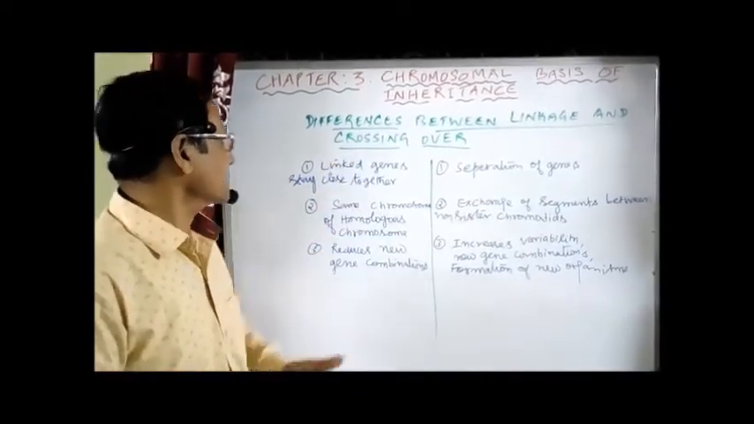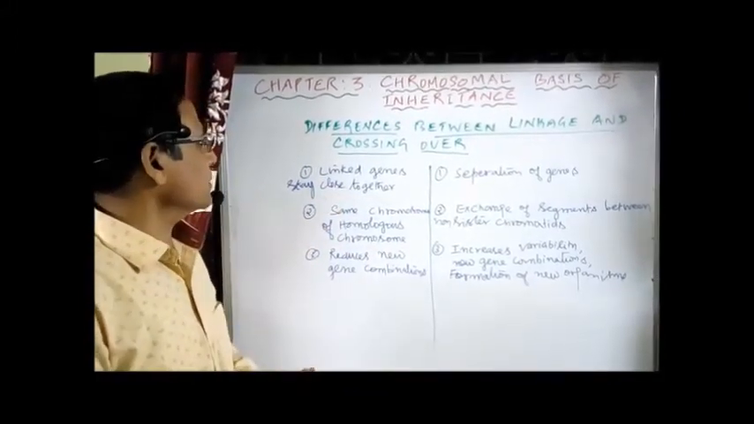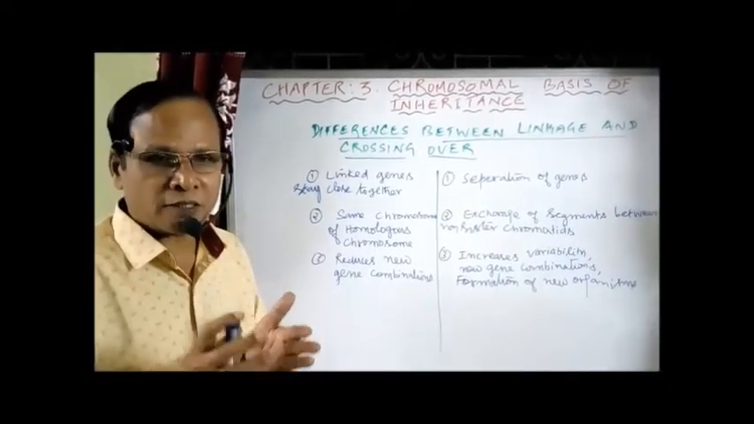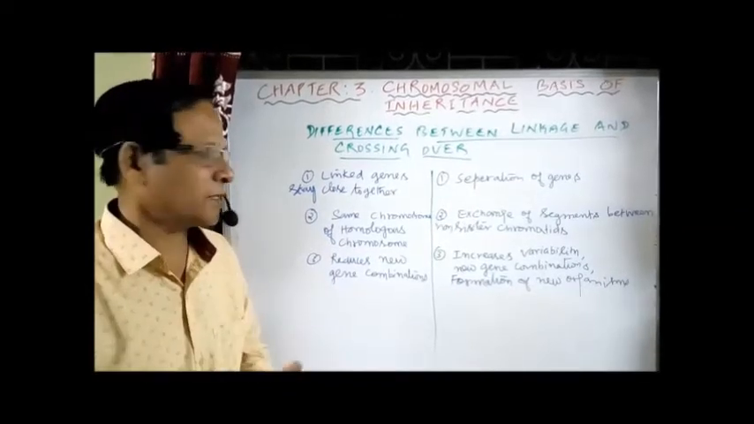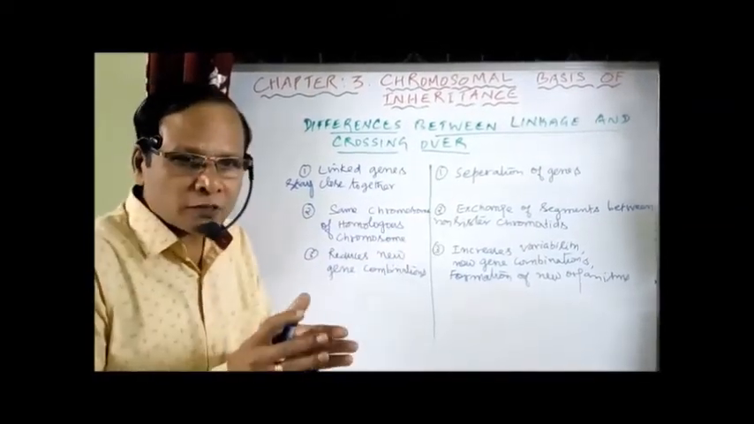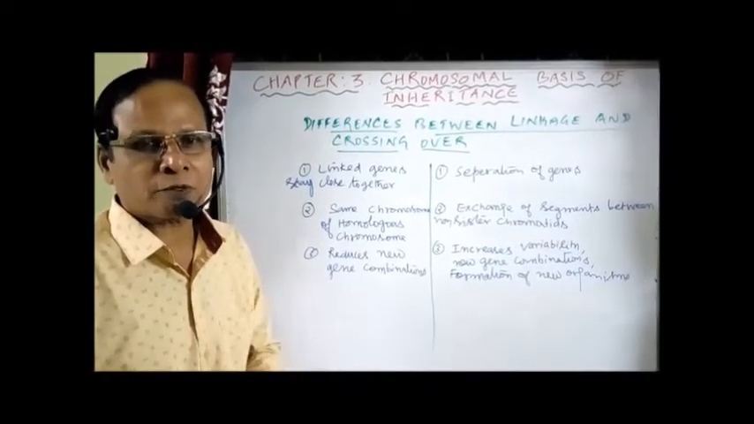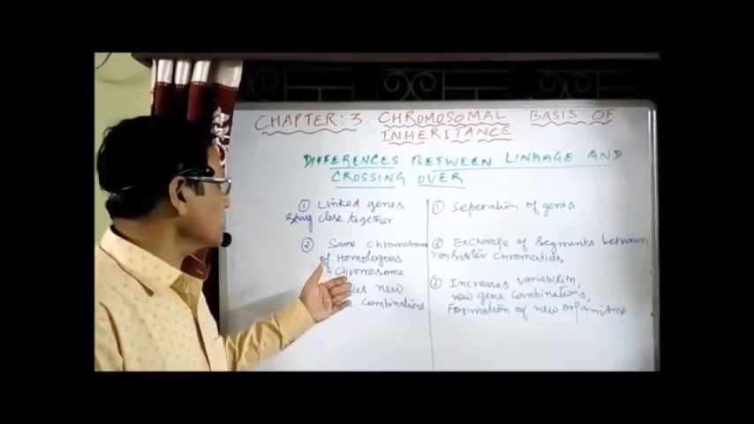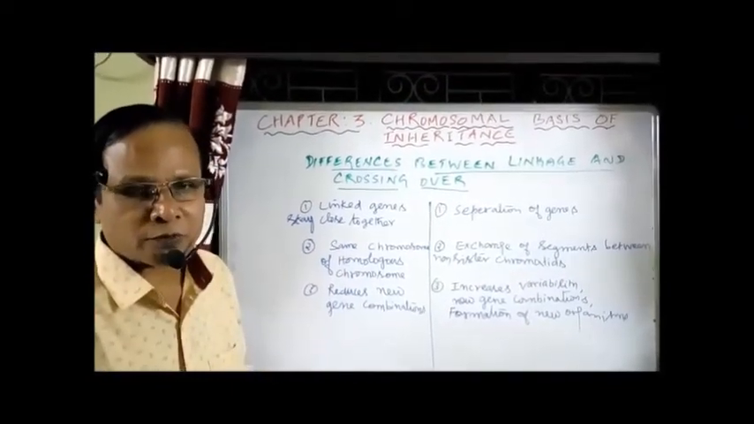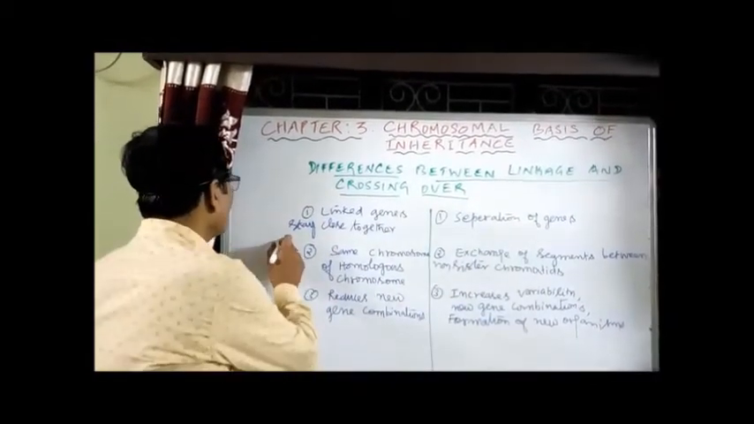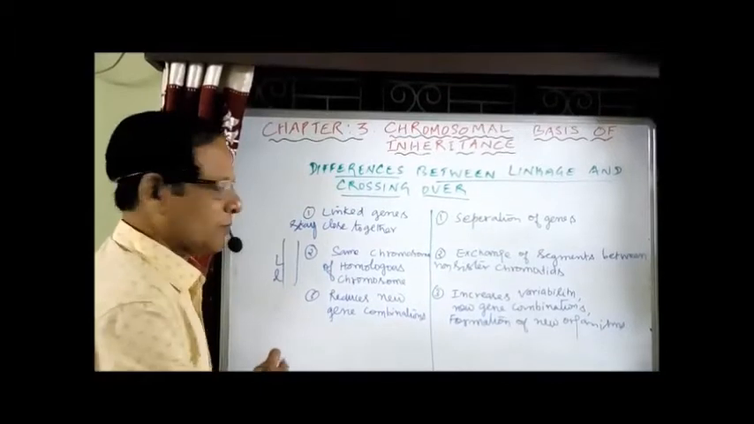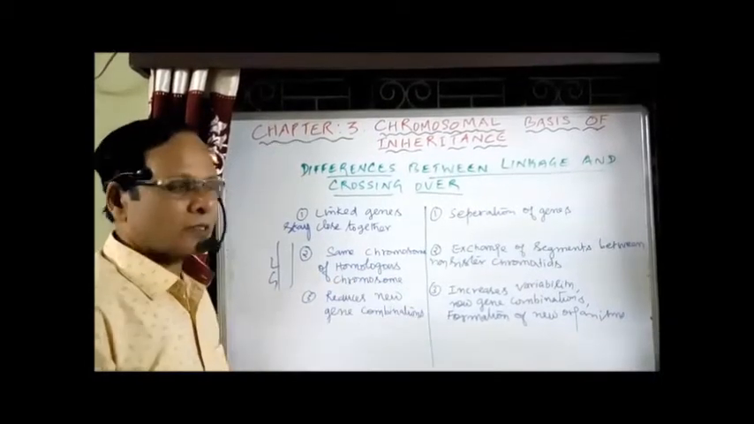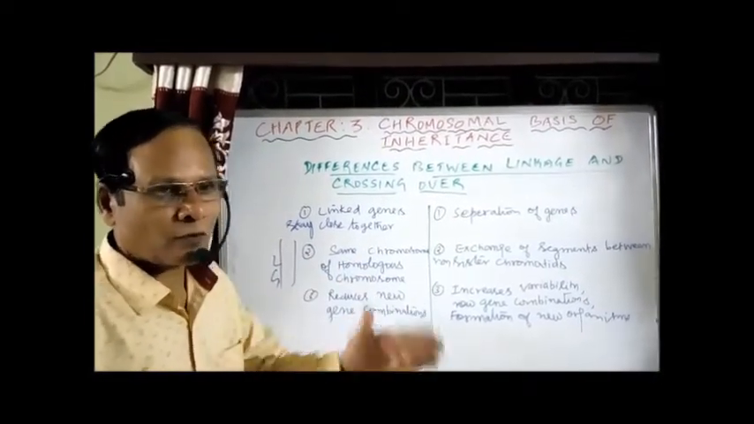Now what are the main differences? In the case of linkage, the linked genes present on the same chromosome stay close together. The linked genes present on the homologous chromosome stay close together. Whereas in the case of crossing over, it leads to the separation of genes because of the mechanism of crossing over. Then the second difference: linkage involves the same chromosome of homologous chromosomes. If you take, for example, the homologous pair, we have genes like LL or LG, any genes. They are present in the same chromosome of a homologous member.